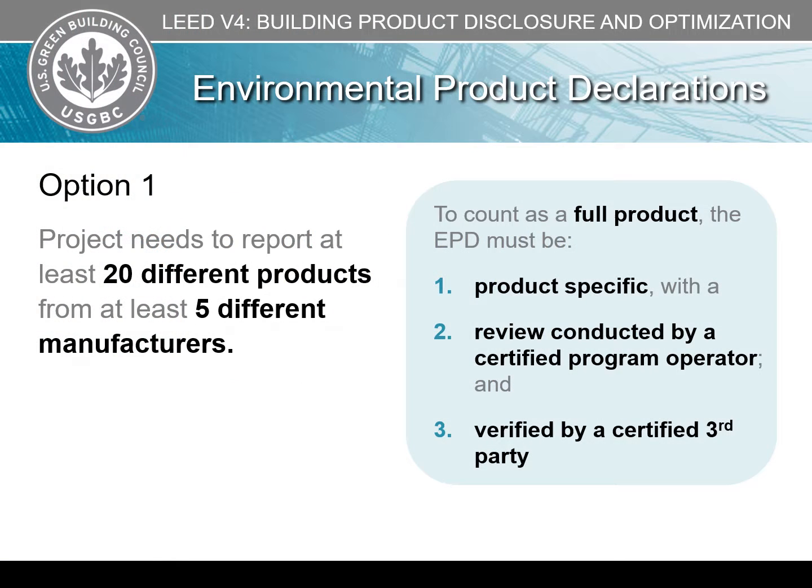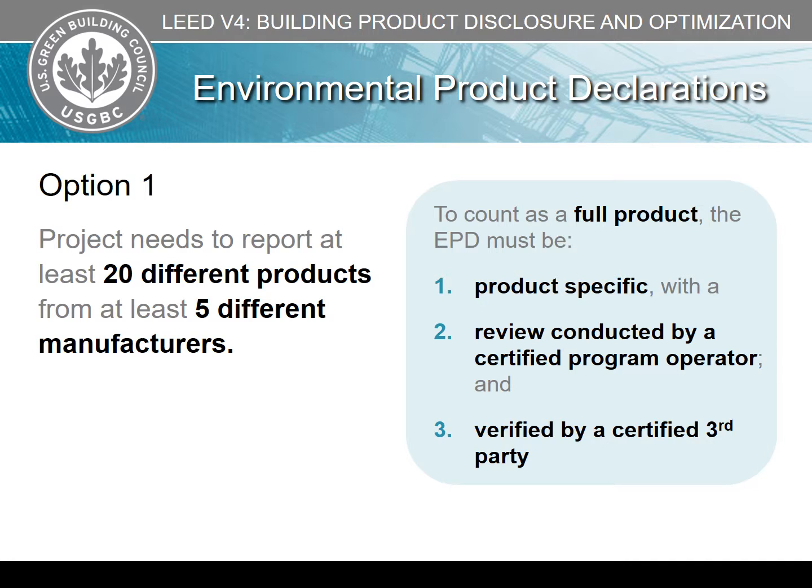The LEED version 4 Building Product Disclosure and Optimization Environmental Product Declarations credit offers two options which can earn a project team 1 to 2 points. To achieve option 1, the project team must report at least 20 different products from at least 5 different manufacturers which have environmental product declarations which comply with the credit guidelines. In order for a product to count as a full product towards the count, the EPD created must be product specific, with a review conducted by a certified program operator and verified by a certified third-party verifier.